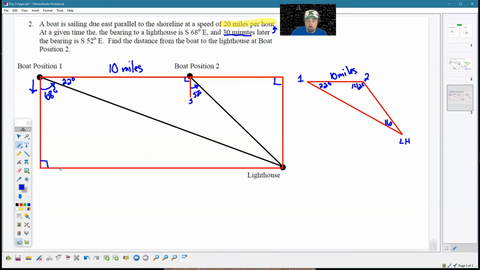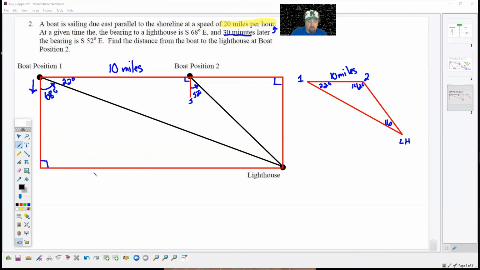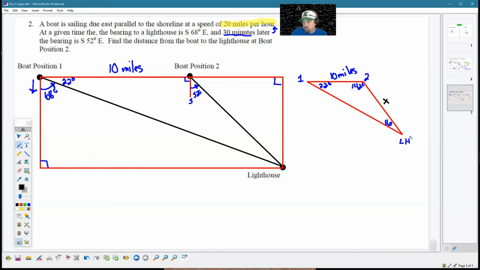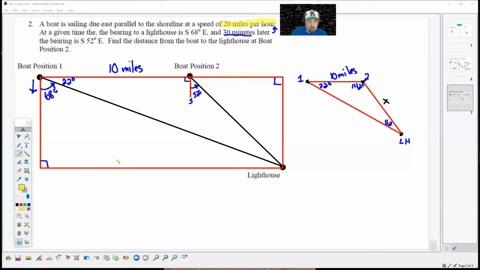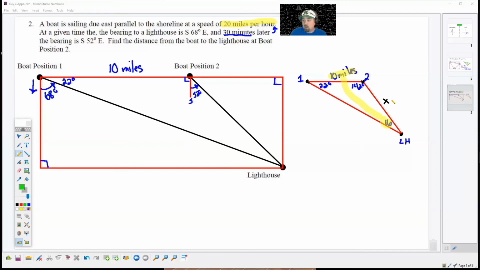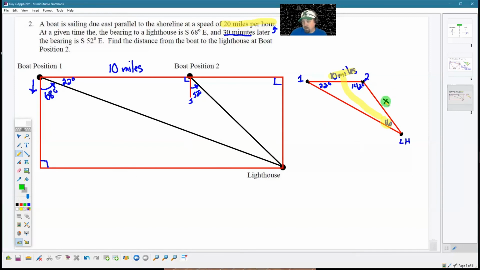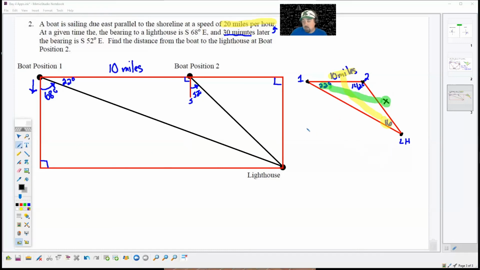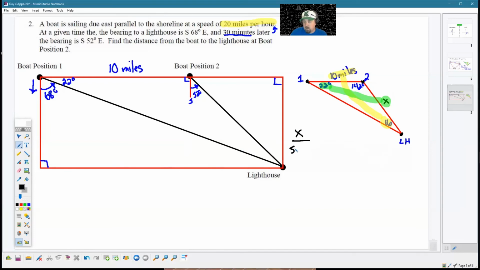So we are, and what do we want to find? Let's label that. We want to find the distance from our second position to the lighthouse. But we now know a side angle opposite. We have the 10 miles is opposite this 16 degrees down here. And that's our filled in one. And the one we want to find, this x, is opposite the 22 degrees up here in the corner. So we can use the law of sines again. X over the sine of 22 degrees is equal to 10 over the sine of 16 degrees.